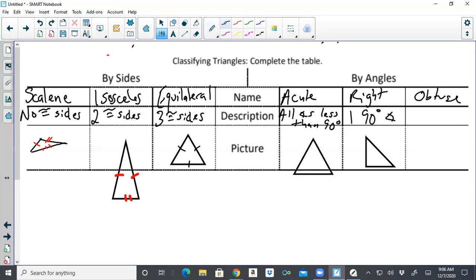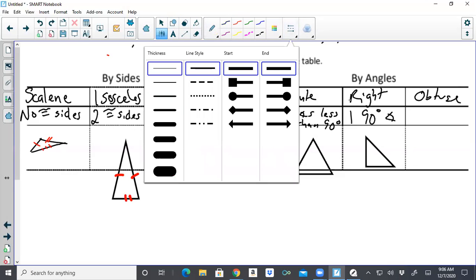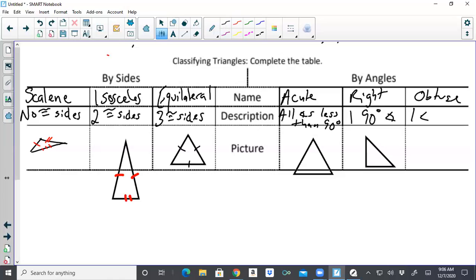And finally, the last one is obtuse. And obtuse just means one angle bigger than 90. So one angle bigger than 90 degrees. All right? And then I can draw a picture of that, and the picture would just look something like this.